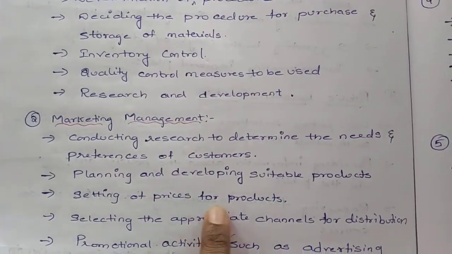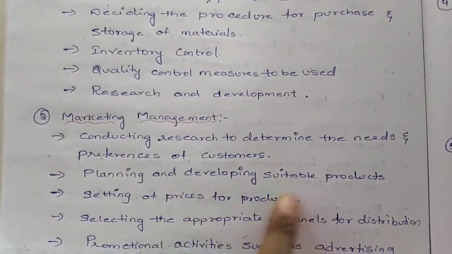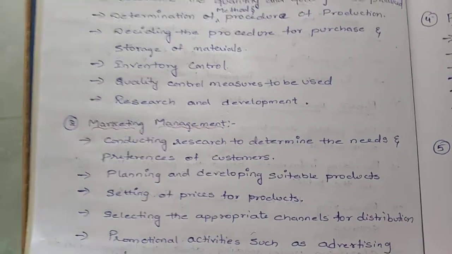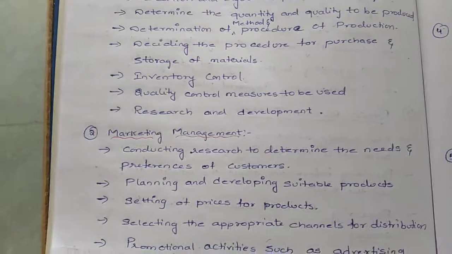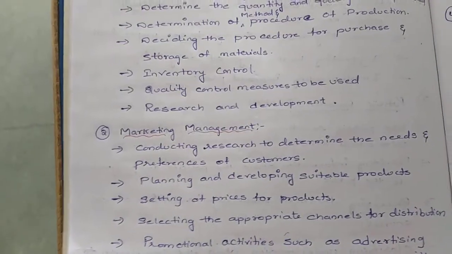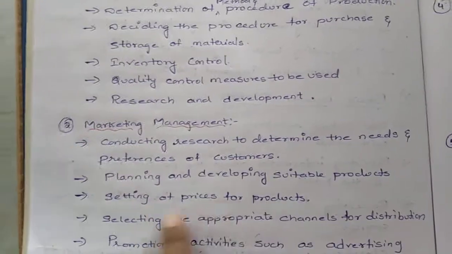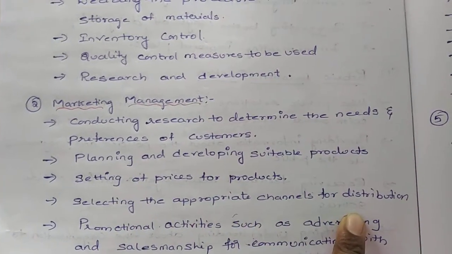Next, setting of prices for products. Nothing but the product which we have prepared, the price should be set for that product. How can we set that? If you are preparing a product, the total cost that has occurred to us, to that we have to add profits and taxes, then finally we can fix a price for it. Next, selecting the appropriate channels for distribution.